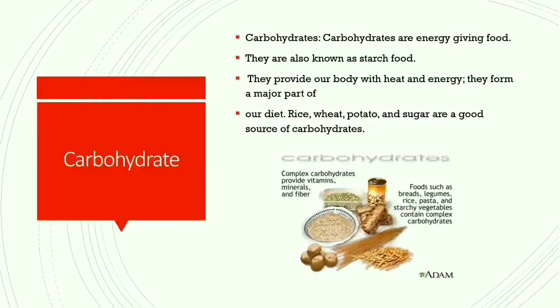Let's start with carbohydrate. Carbohydrates are energy-giving food. They are also known as starch food. They provide our body with heat and energy. They form a major part of our diet. Rice, wheat, potato, sugar are a good source of carbohydrate. Alright, so all these things belong to the group carbohydrate. Potato, rice, pasta, starchy vegetables all contain complex carbohydrates.